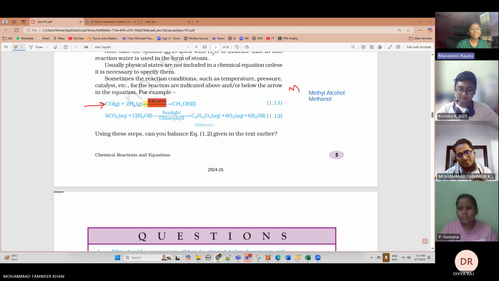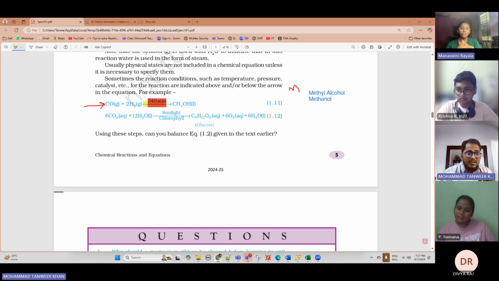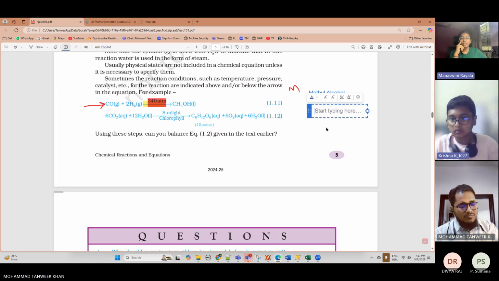Understood? Yes, sir. Why do plants appear green? Because they absorb red and blue light and then they reflect green light. Correct.